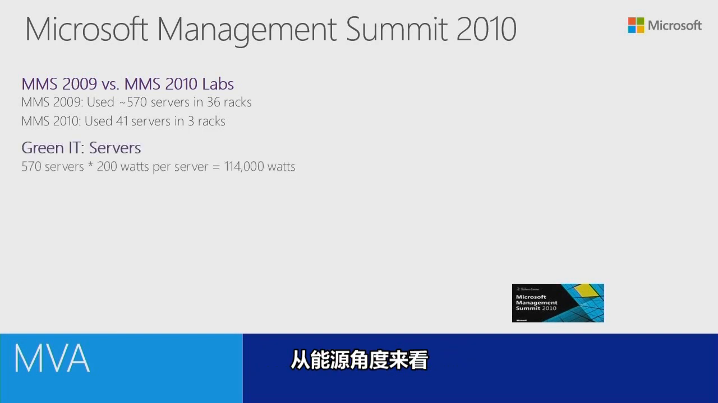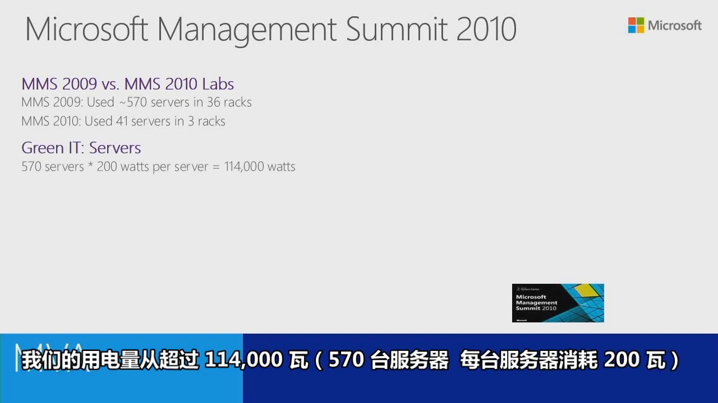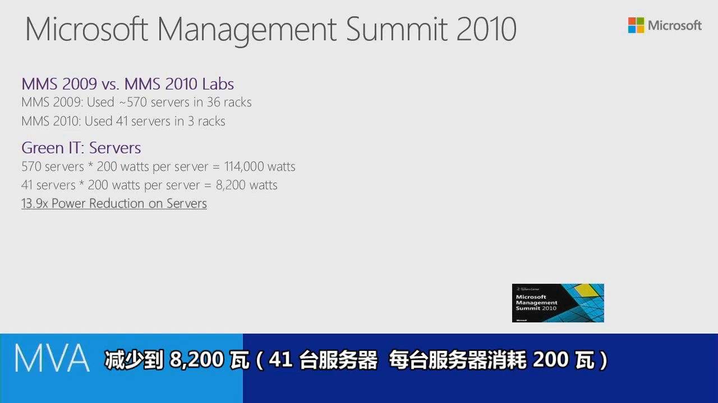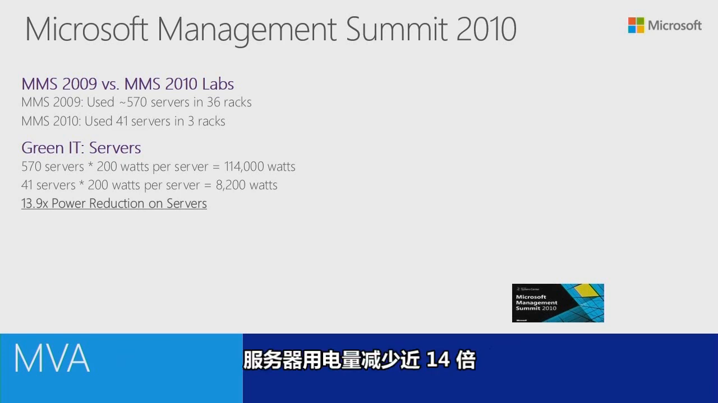From a power standpoint, we went from 570 servers at 200 watts, over 114,000 watts, to 41 servers at 200 watts, 8,200 watts, almost a 14x power reduction just on the servers. That's an extremely tangible benefit. Who wouldn't like to save 14x in power costs?